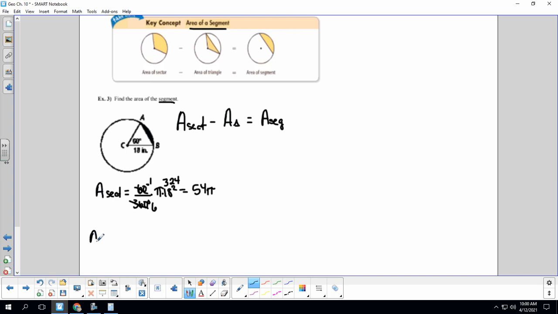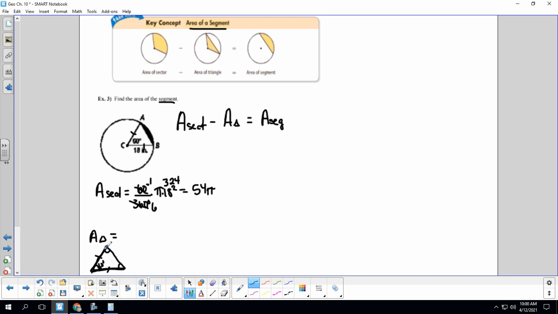All right, now we have the area of the triangle. Let me draw the triangle so that you guys can see it. This is 60. This is a radius here. It goes from C to A. And then this is also a radius, so they're the same measure. It goes from C to B. So with that said, if you have 60 degrees, these two sides are congruent, so these base angles have to also be congruent.